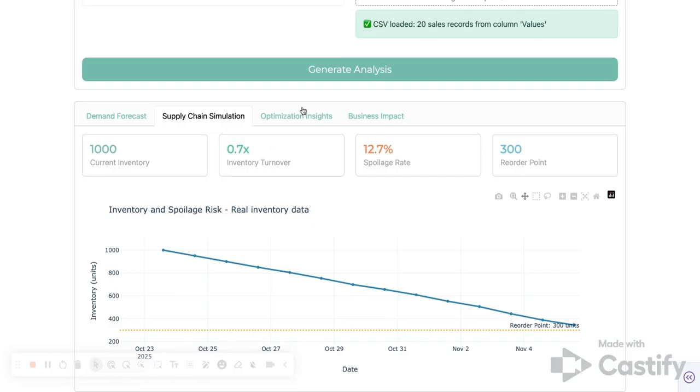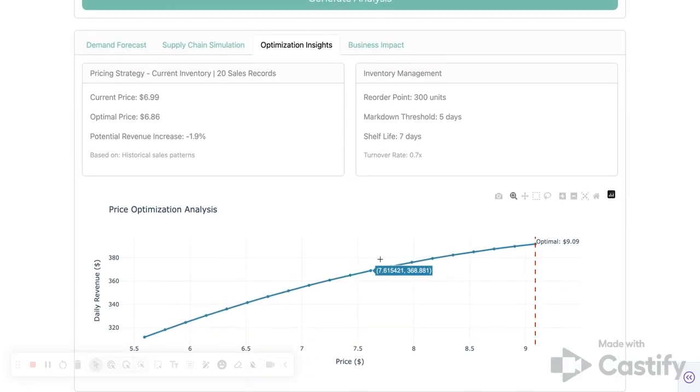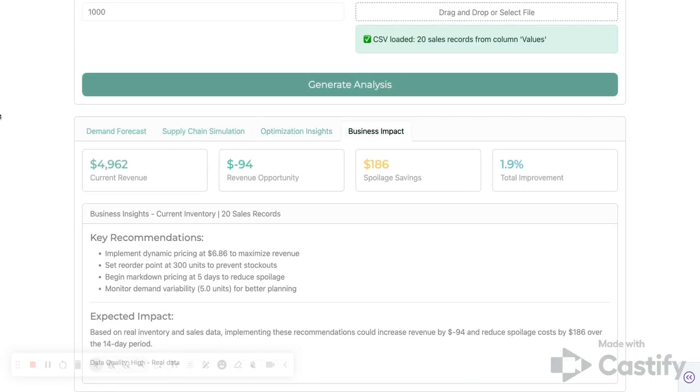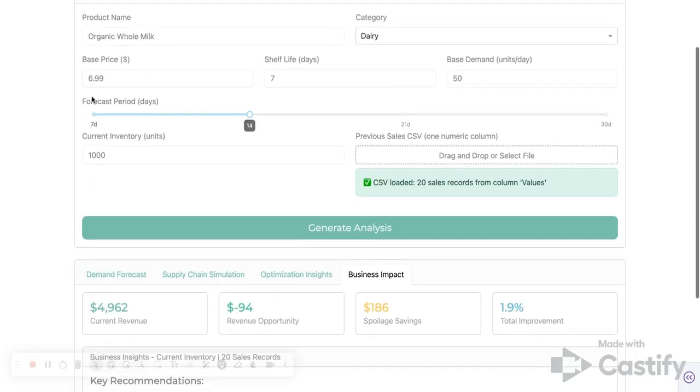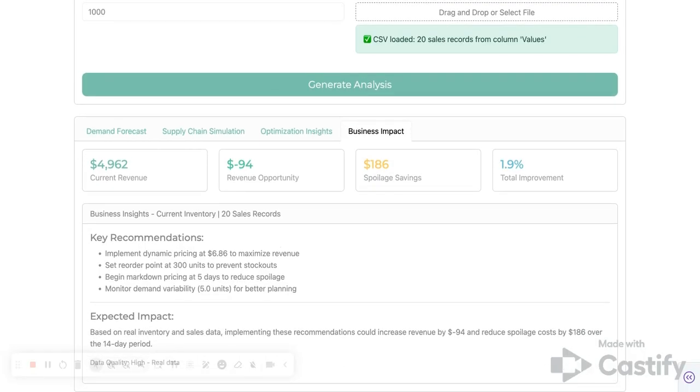Next, we have our optimization insights. The model predicts that the optimal price would actually be $6.86, which is less than currently, to maximize demand, as well as some optimization analysis of the daily revenue. Finally, we have the business impact, expecting the total revenue over the course of 14 days to be $4,962, as well as some other statistics for the business to improve on.